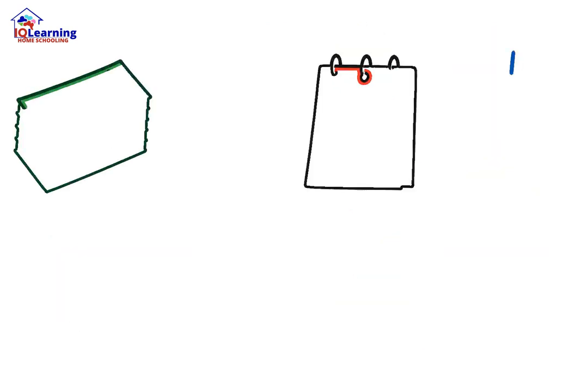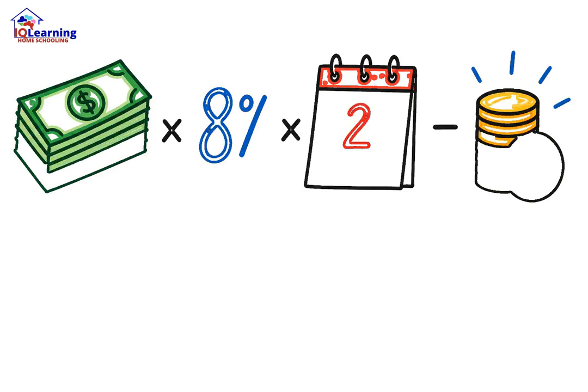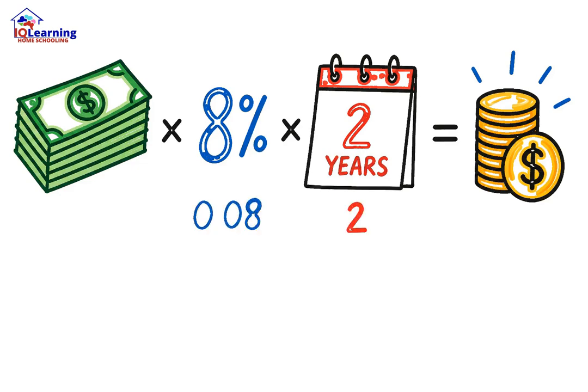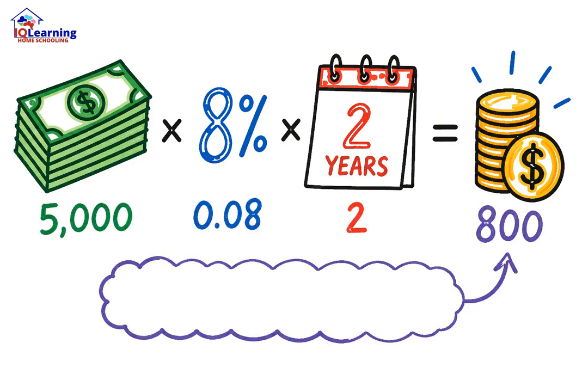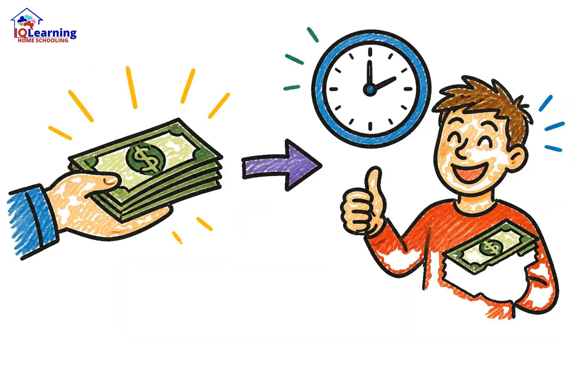So if you borrow $5,000 for 2 years at an 8% interest rate, your calculation is 5,000 times 0.08 times 2. The total interest you'd owe is $800. That's the price for using the money immediately.